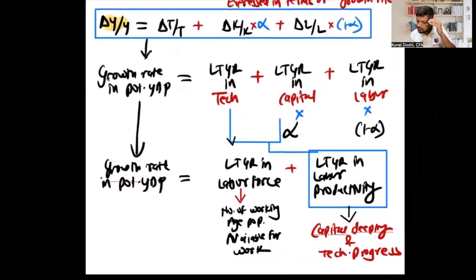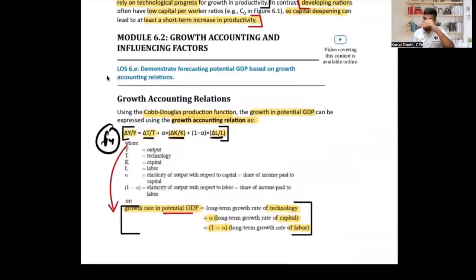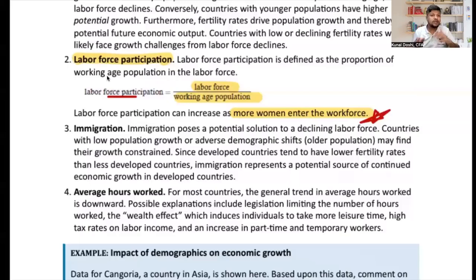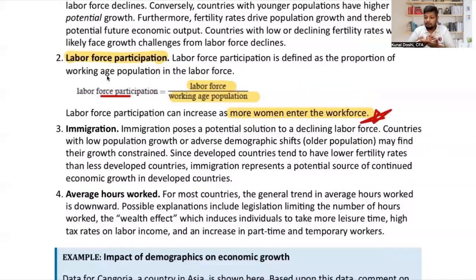So what is labor force participation? That is out there already. Labor force participation is labor force divided by working age population. So in Western countries, you will see the participation rate is very high. But in many countries, the participation rate is still low because women are not working.